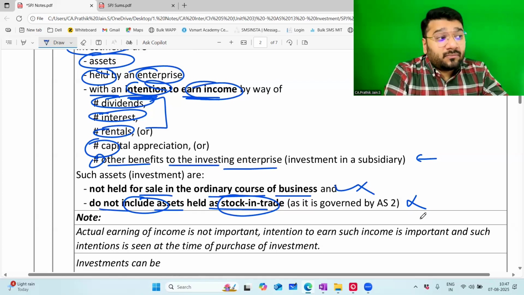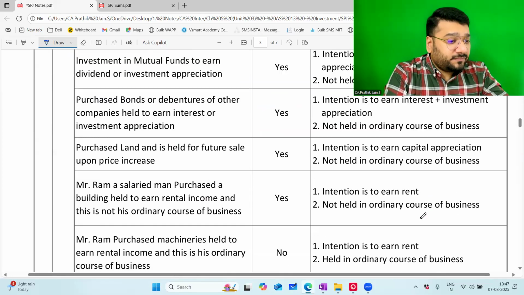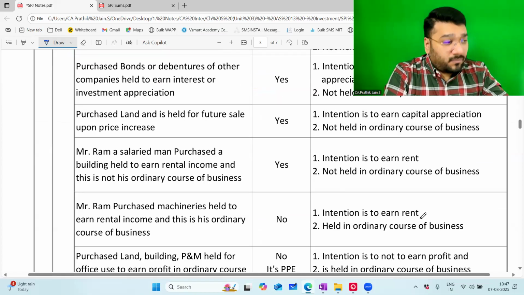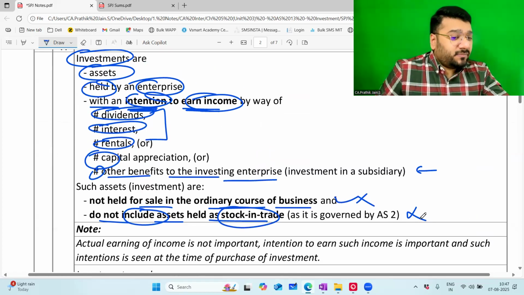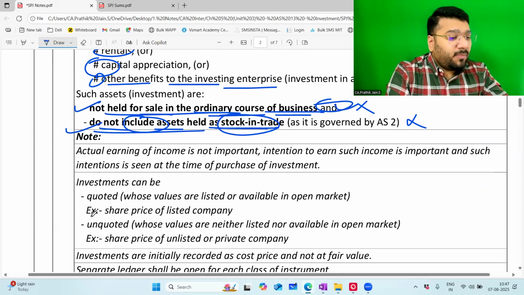We did so many examples here, no? Yes, sir. But even now you gave the same stock examples. No, same. It is linked to each other. Not held for the business in the ordinary course of business and does not include stock in trade. Now you're asking, can you give a separate example for this, and a separate example for this? Okay. We'll come to this example one by one.